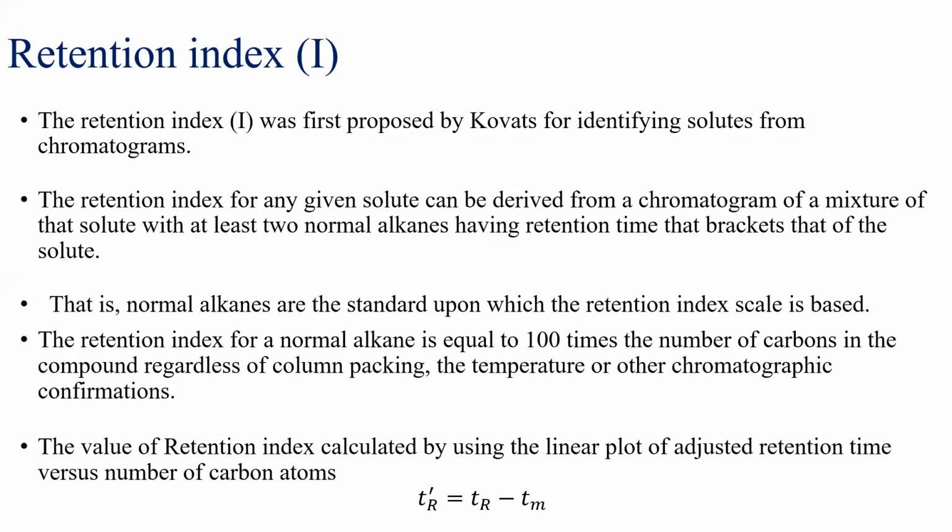That is, normal alkanes are the standards upon which the retention index scale is based. The retention index of a normal alkane is equal to 100 times the number of carbon atoms in the compound, regardless of the column packing, the temperature, or other chromatographic conditions. The value of the retention index can be calculated by using the linear plot of the adjusted retention time versus number of carbon atoms, where T dash R is equal to TR minus TM.